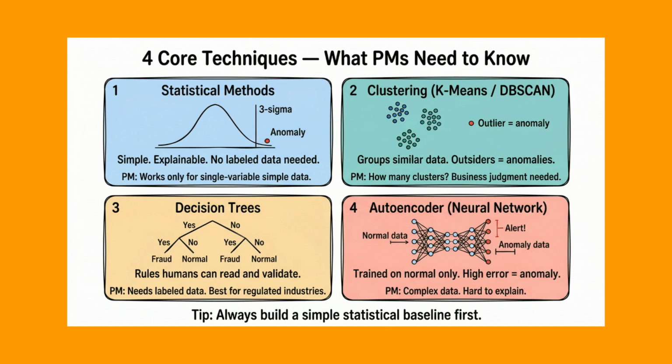The fourth is neural networks and autoencoders. An autoencoder is trained on normal data only. It learns to compress and reconstruct normal patterns. When it encounters an anomaly, the reconstruction fails and the reconstruction error spikes. This spike is the anomaly signal. Autoencoders work well for complex sensor data, network packets, and images. The trade-off is that they are harder to explain.